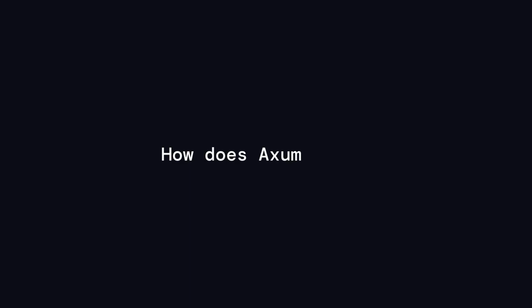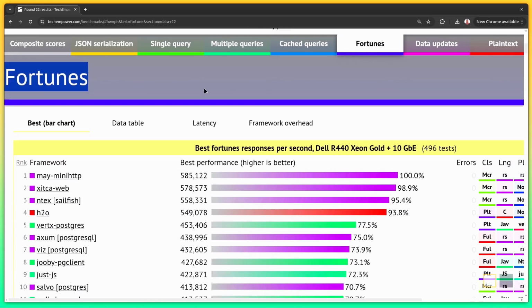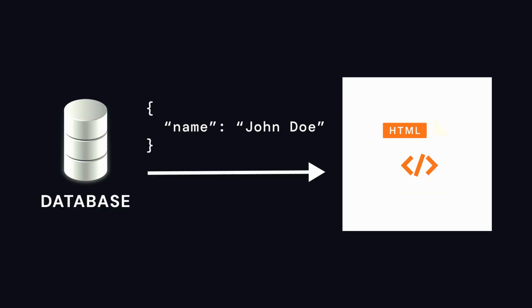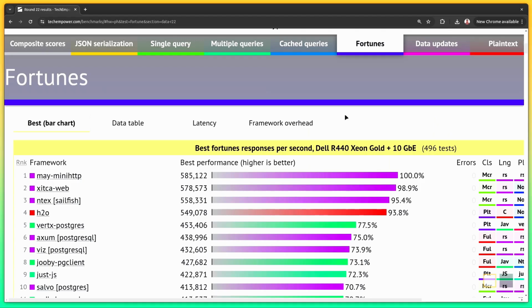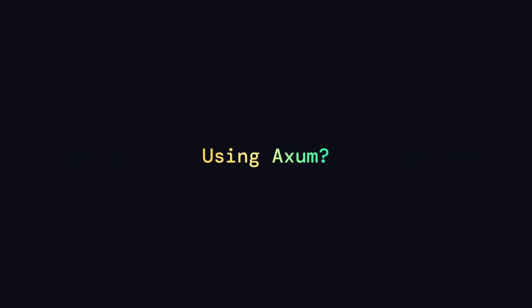Now, how does Axum perform in real-world scenarios? Let's take a look at the TechEmpower benchmark. The Fortunes section here is a benchmark on how many times per second it can retrieve some items from a database and then create and serve an HTML file using those items. Out of hundreds of frameworks available from several languages, Axum with PostgreSQL is ranked at number 6 with about 440,000 Fortune responses per second. So how do you set up a backend server in Rust using Axum?